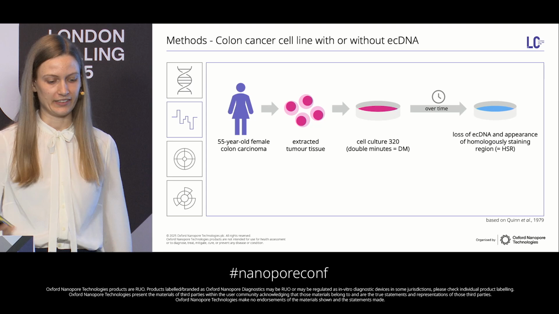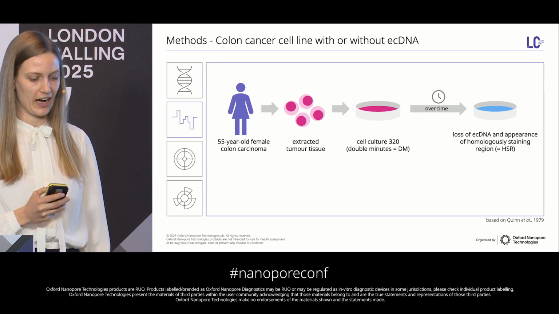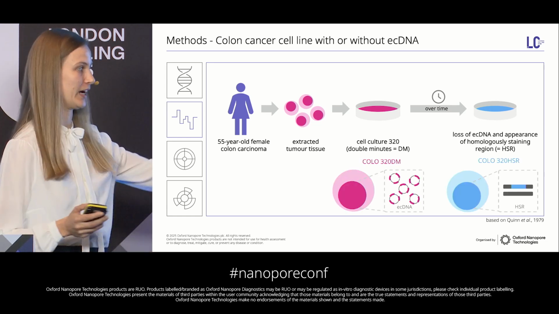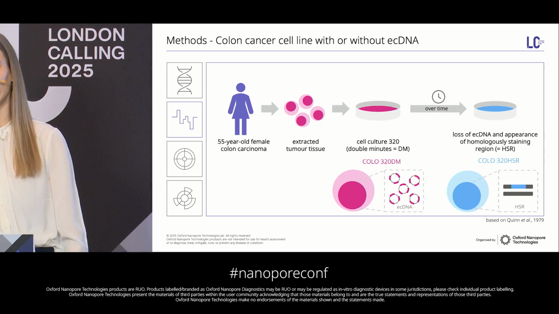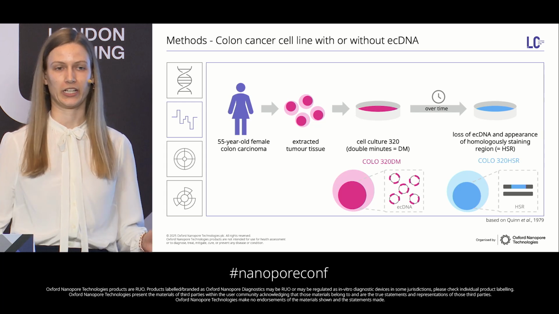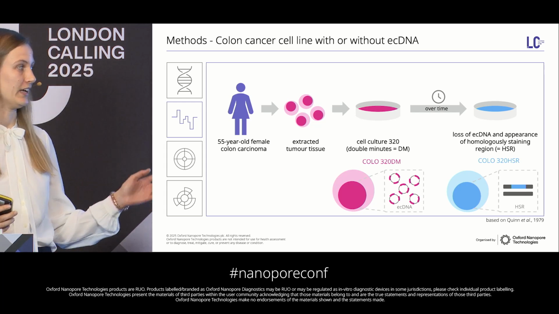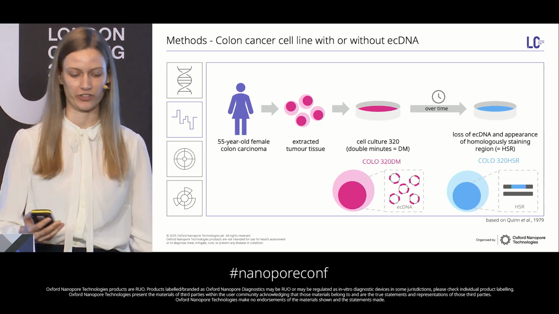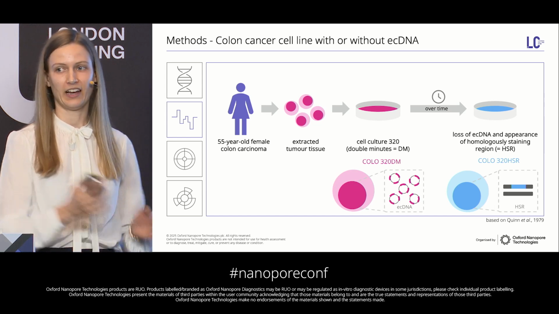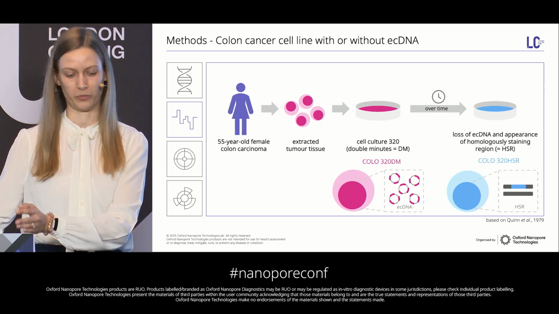So to study the ecDNA, we use a cell line which was established in the 1970s. And they cultured the tumor tissue and found that the cell line, which was just numbered 320, contained these circles, or ecDNA shown in pink. And then in one of the batches, over time, the ecDNA disappeared. And what they instead found was this homogeneously staining region, short HSR. So here we have really the perfect model system to study ecDNA. From the same tumor background, the ecDNA reintegrated into chromosome context.